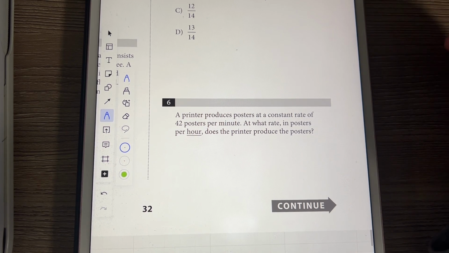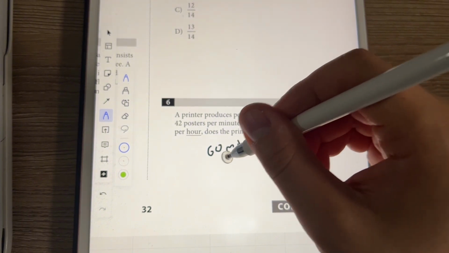Now we're going from minutes to hours, so I know the number is going to get bigger. I know that there are 60 minutes in an hour.